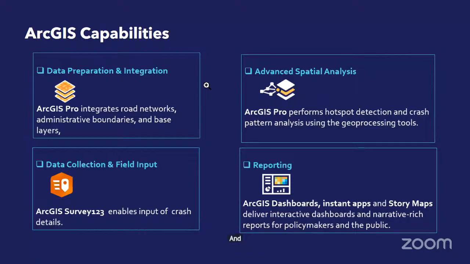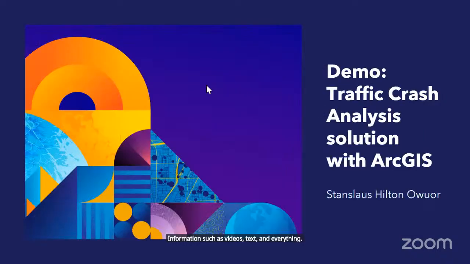And then also, we have a reporting interface. We're able to report the results of our analysis in the various dashboards, in the instant apps, and even story maps. So story maps is a creative way where you can use information, you can use maps, you can use media to display your information instead of just doing reports, instead of just doing Word documents and PowerPoint documents. You're able to tell your stories in story maps with information such as videos, text, and everything. So those are the capabilities.